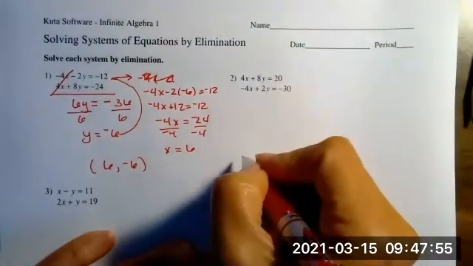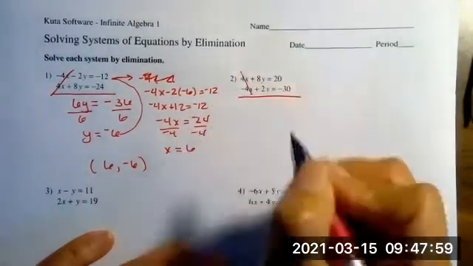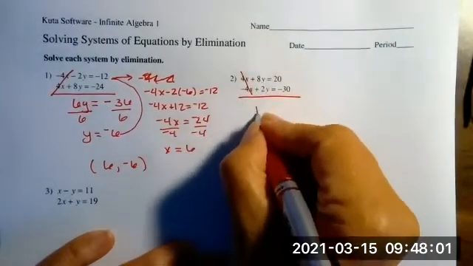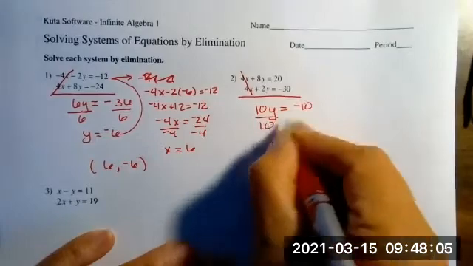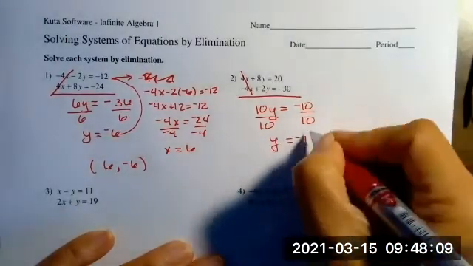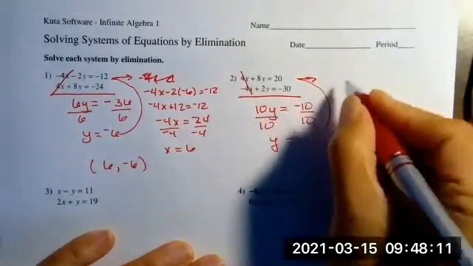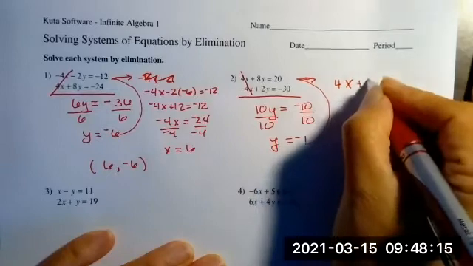All right, try this one. Let's see what you got. This is going to go away. So now we end up with 10y equals, remember I'm adding these together. Divide by 10, y equals negative 1. I'm going to substitute that back into one of them. Remember it's y, so I got to plug it in for y.